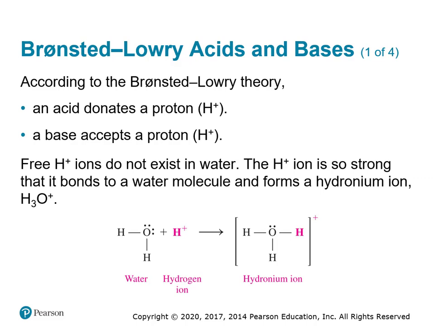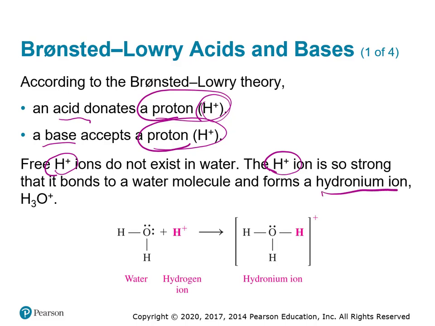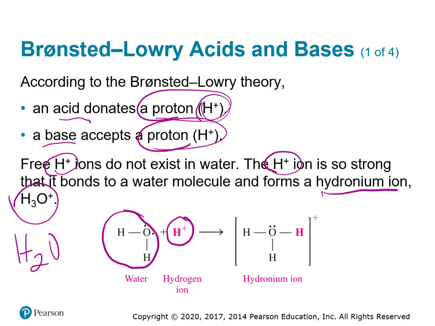According to the Brønsted-Lowry theory, an acid donates a proton, or a hydrogen ion, and a base accepts a proton. Free hydrogen ions do not exist in water. The hydrogen H+ ion is so strong that it bonds to a water molecule and forms what we call a hydronium ion, which is H3O+. If you think about it, H2O right here is a neutral compound. And if you add a proton, or an H+, to it, you then have 1, 2, 3 H's. And if you have a neutral compound and you add a plus to it, it now has a plus charge.